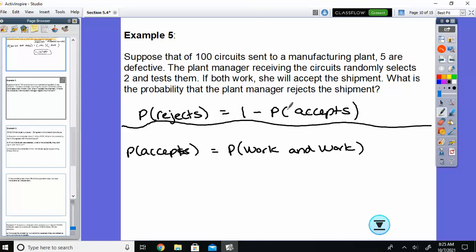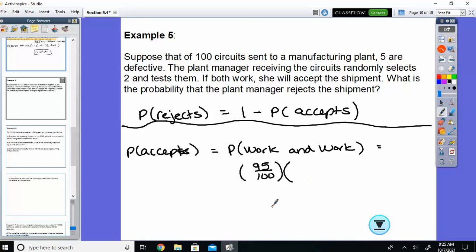I'm kind of going off on a side note. This is what I need to do, but first I have to find out the probability that she accepts it, and that only happens if they both work. So, what is the probability the first one works? How many good circuits are there? 90. Oh, no, 95. There are 5 bad ones out of 100, so 95 of them are good. So the probability the first one works is 95 out of 100.